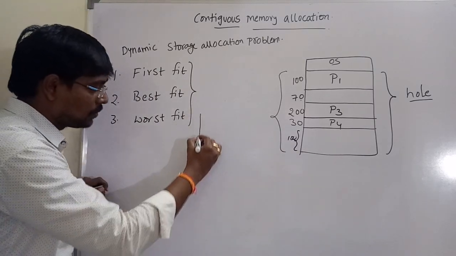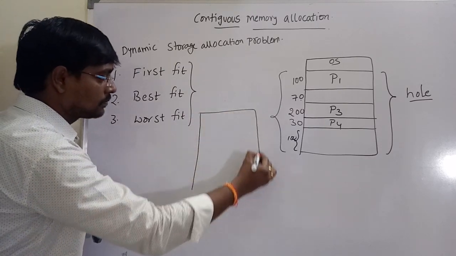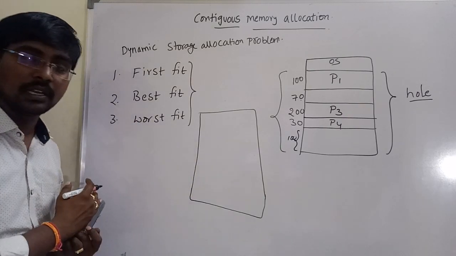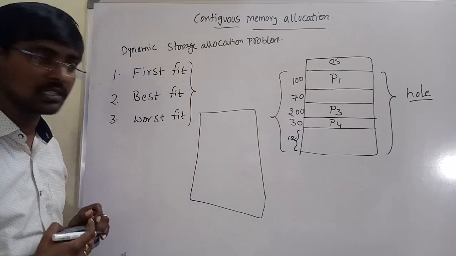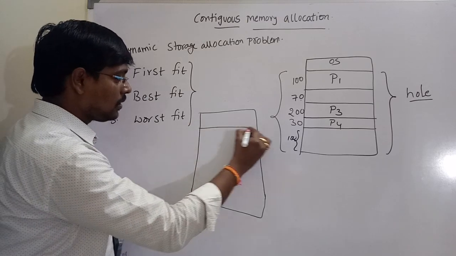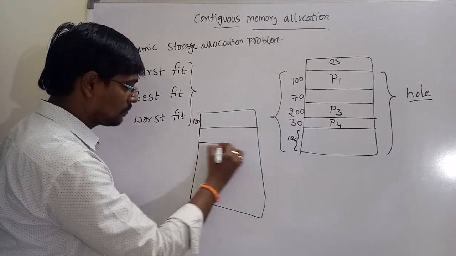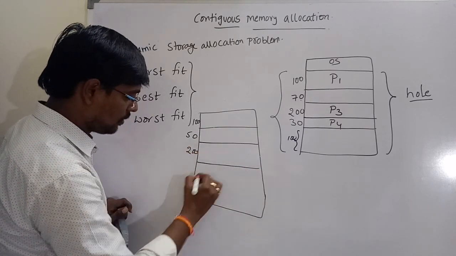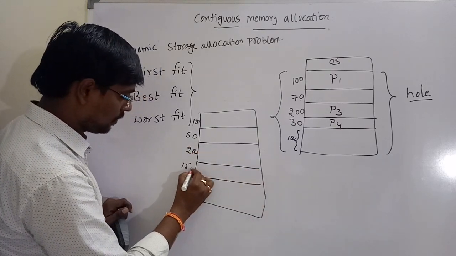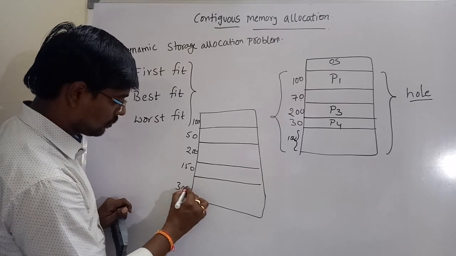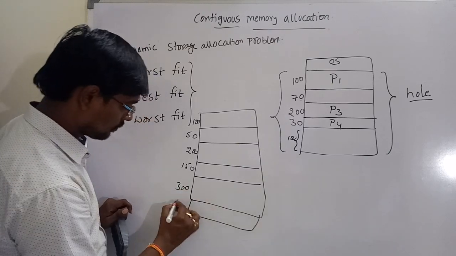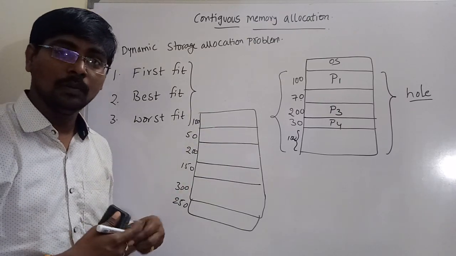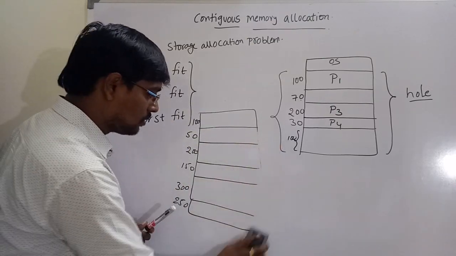For example, this is the memory. After some insertions or deletions, the memory is divided into blocks of different sizes. Assume these are 100, 50, 200, 150, 300, 250. These are the sizes of each block.